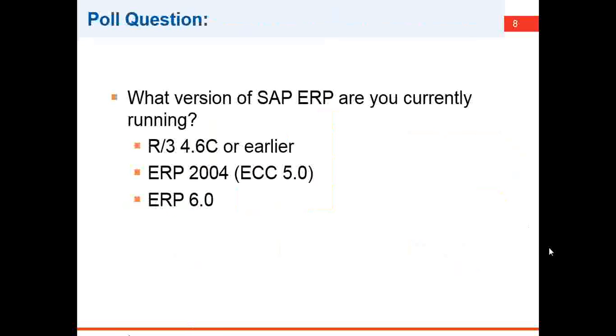So here's our first poll question of the day. What version of SAP ERP are you currently running? Are you running R3 4.6C or earlier, ERP 2004, or what was known as ECC5, or any version of ERP 6 with or without enhancements? I'll give you a few seconds to respond.